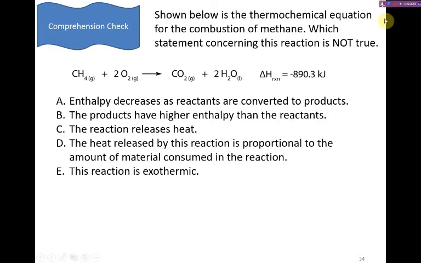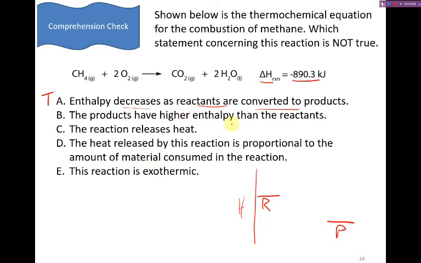Welcome back. So we're given a thermochemical equation for the combustion of methane. We want to know which statement is not true. So let's evaluate these line by line. Enthalpy decreases as reactants are converted to products. Well, if we do an energy diagram here and we look at enthalpy, let's just arbitrarily assign our reactants to be here. And we're given that the enthalpy of the reaction is negative, which means that our products need to be lower in enthalpy. So this is going to be true.